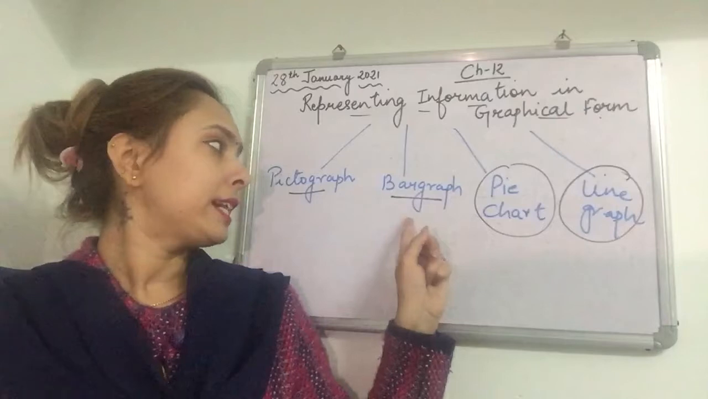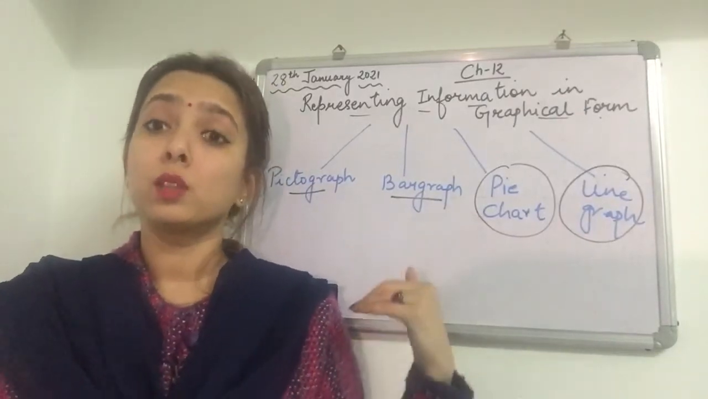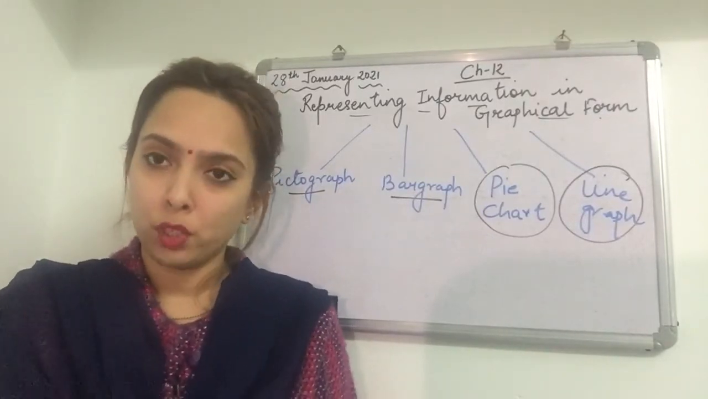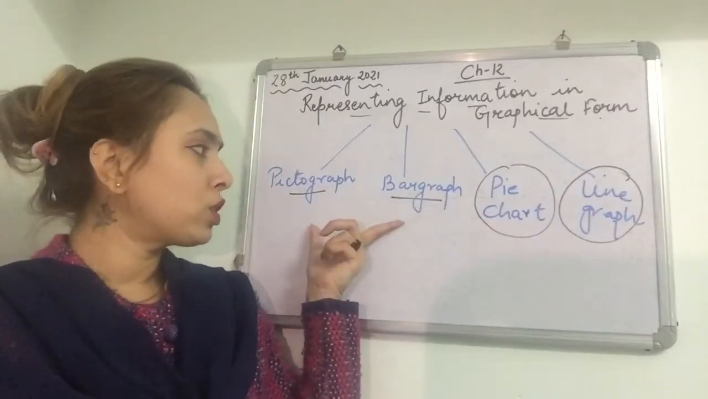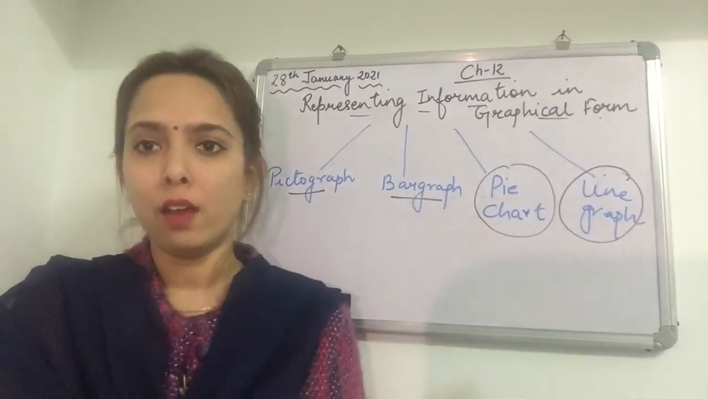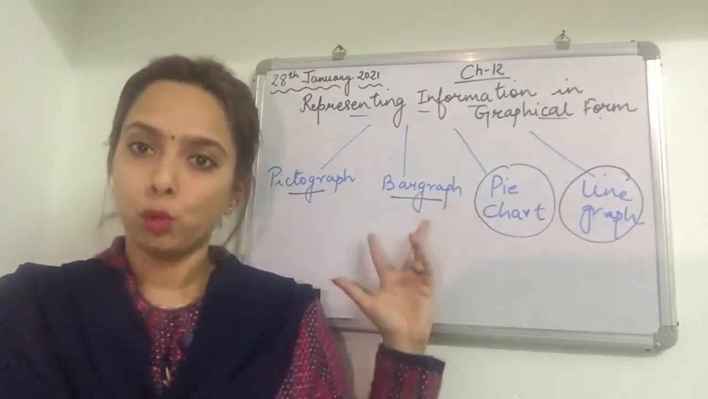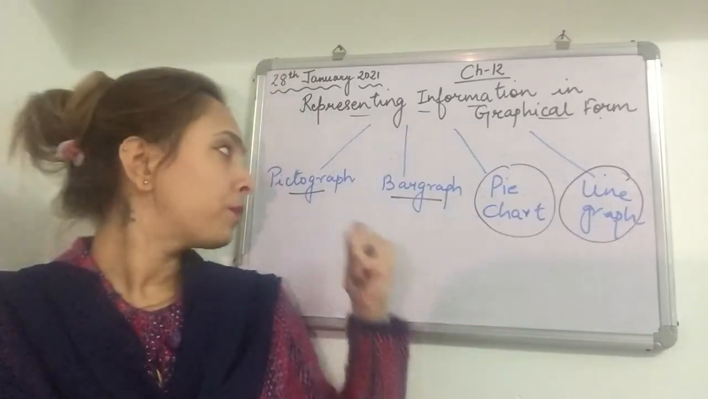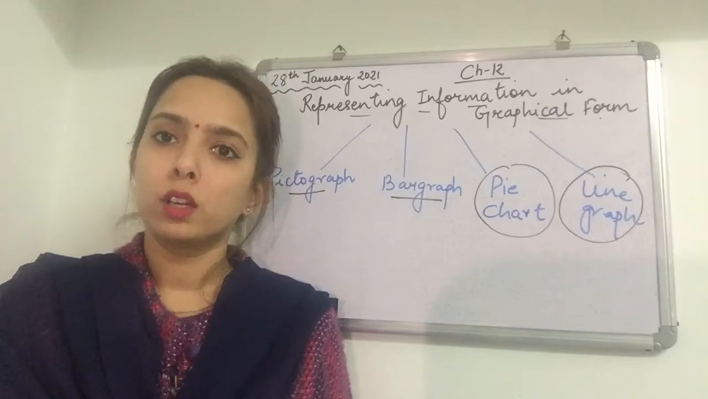Second is bar graph. This is also another method, another way of representing the given information. Both these types can have the same question, but the way of representing them is different. So let's start with the first method, which is pictograph.